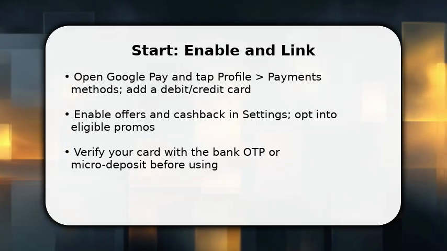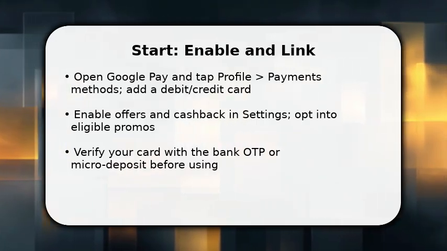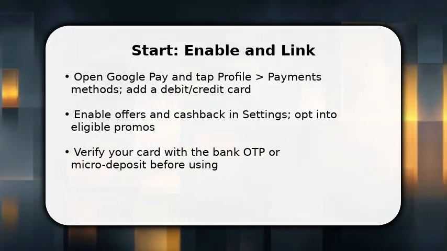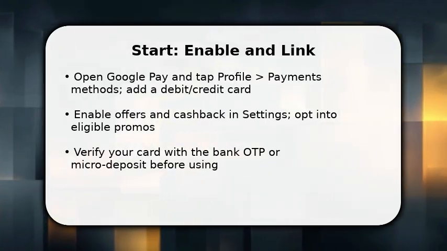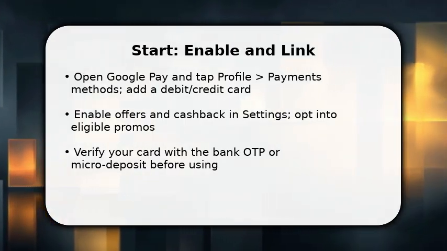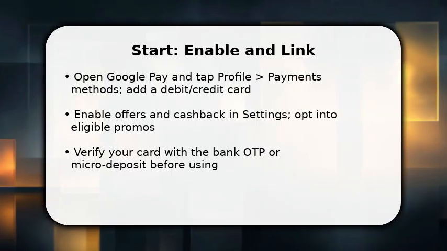Enjoy the video. You begin by linking an eligible card and turning on offers so cashback can be tracked. Open Google Pay, add or confirm your debit or credit card, and complete verification via OTP or microdeposit. This step lets Google match purchases to rewards.